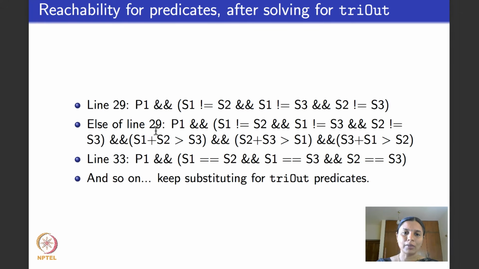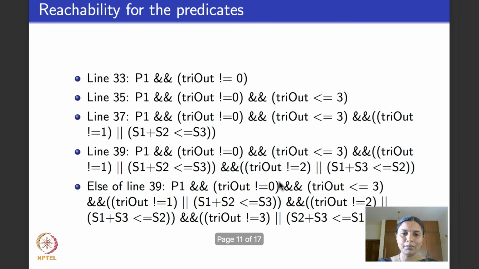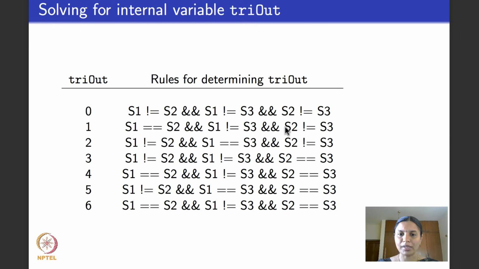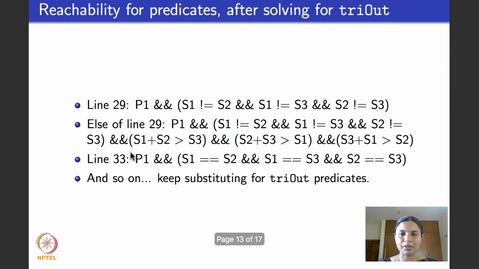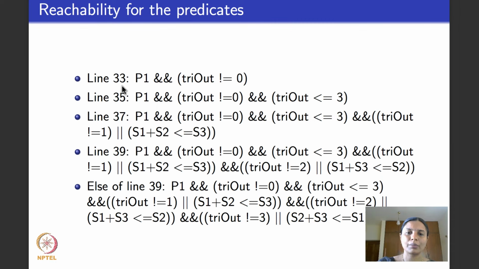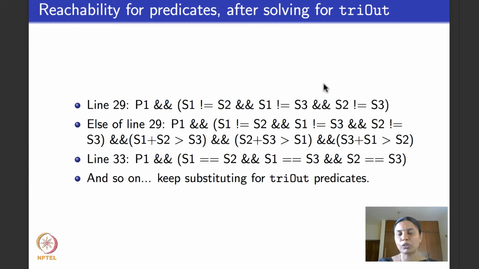Similarly, the second item here, for the else statement of line 29, I have gone ahead and replaced the value of tryout to be 0 with this rule in the table. So I've directly substituted. That gives me this long looking predicate. And I go on doing this for each of these predicates, right? Each of the predicates in this slide, lines 33, 35, 37, 39, else of 39, all of them have specific values for tryout. So I go on removing those, tryout not equal to 0, tryout is less than or equal to 3, and replace it with appropriate values and finish. I have not given them, but you can complete that by substituting it.